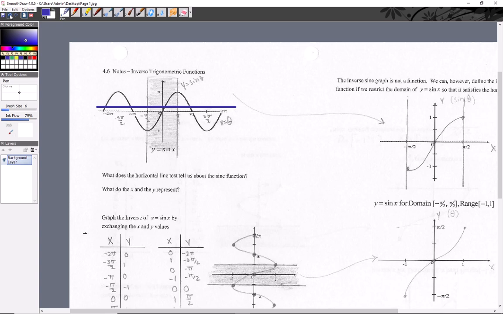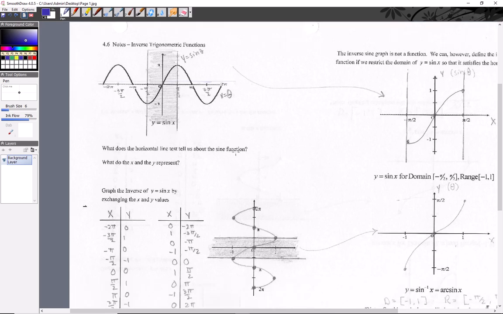All right, so that implies that we will have to restrict the domain in this particular graph in order that we can have a function in the graph that we produce for the inverse. And remember, inverses switch x and y. So what do the x and y represent? Well, x is angles. So we input angles, and then we do sine of that angle, and that'll produce a ratio, anything from -1 to +1.